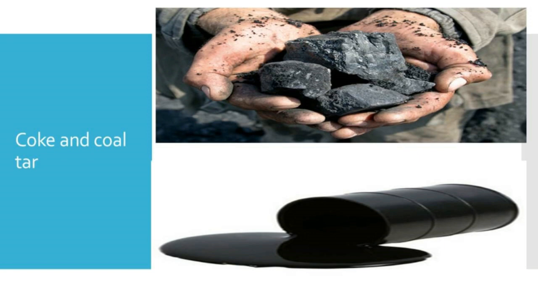Next, coal tar. Coal tar is a mixture of different carbon compounds. It is a thick black liquid with unpleasant smell. The fractional distillation of coal tar gives many chemical substances like benzene, toluene, phenol, and aniline. They are used in the preparation of dyes, explosives, paints, synthetic fibers, drugs, and pesticides. Another product obtained from coal tar is naphthalene balls, which are used to repel moth and other insects.